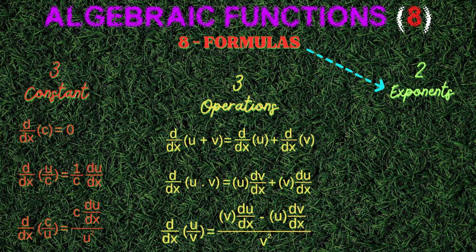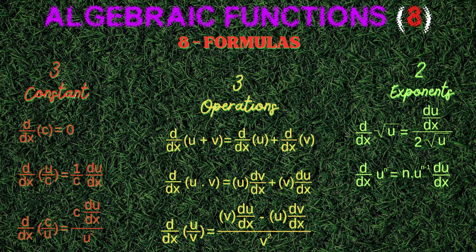For exponents, we have 2 formulas. Square root of u and u raised to n. First, derivative of square root of u. So, d over dx of square root of u equals to derivative of u over 2 square root of u. For derivative of u raised to n, so d over dx of u raised to n equivalent to n times u raised to n minus 1 times du over dx. So, basically yung n bababa, then yung exponent mamaminosan ng 1 times yung derivative ng u.